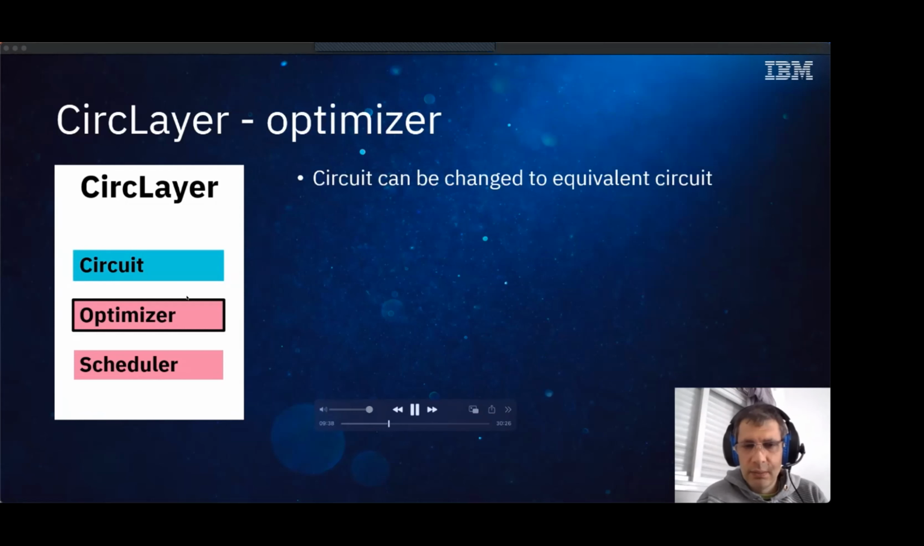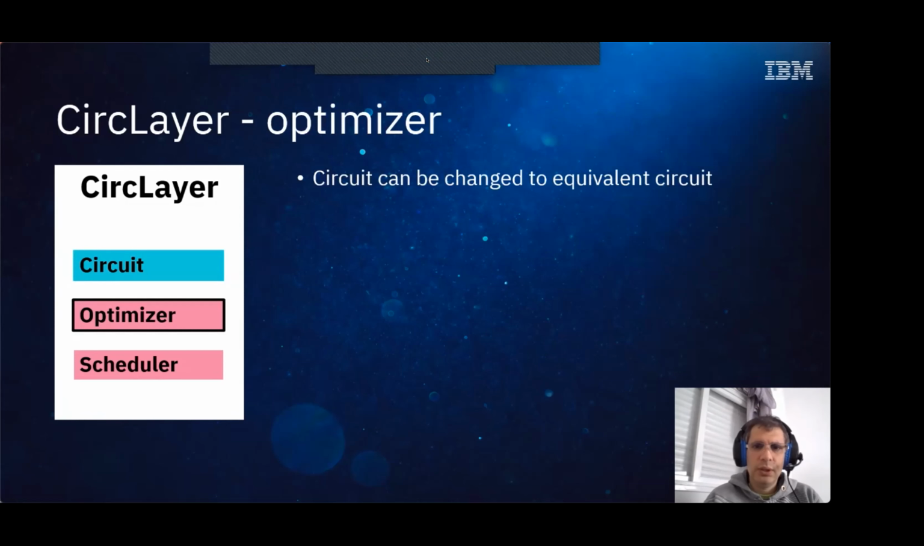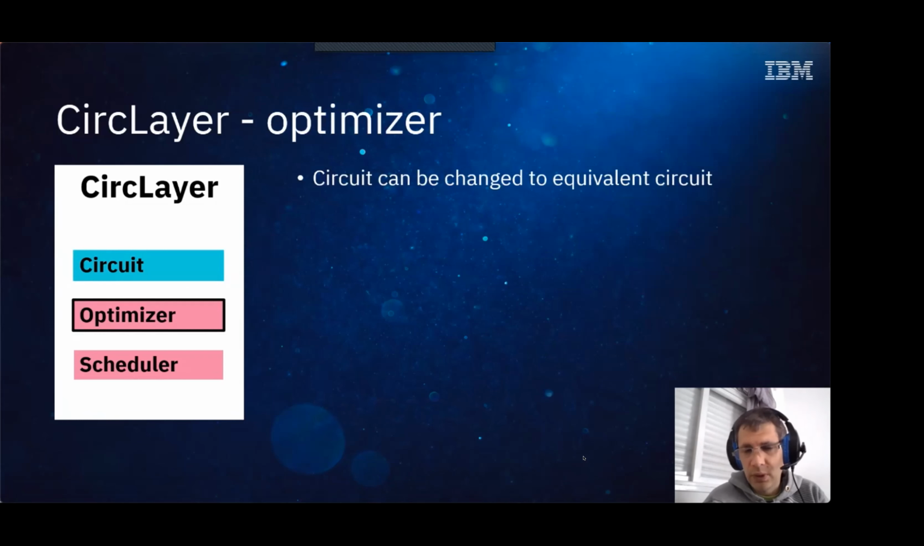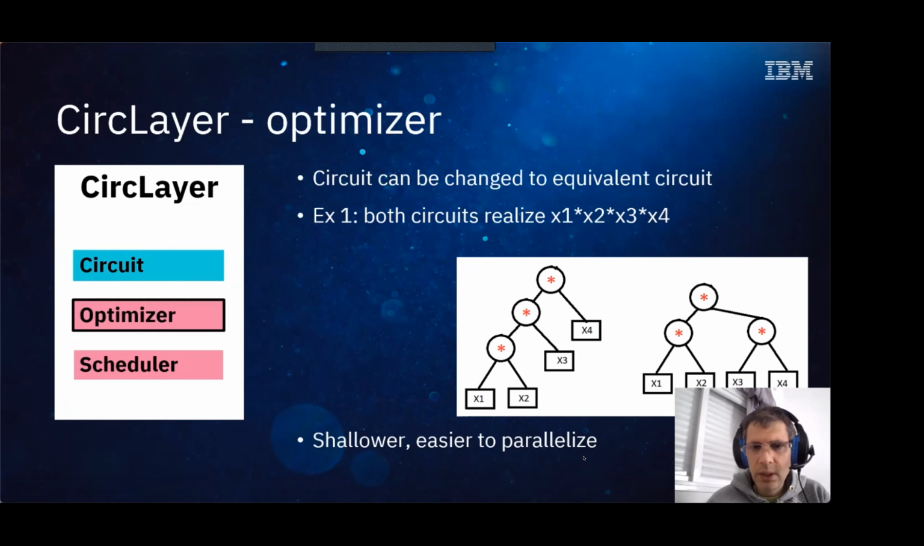So the optimizer module takes a circuit that was generated in a previous step, and it changes it to an equivalent circuit, hopefully one that performs better. So how does it do that? We're going to see a few examples of intuitions of how circuits can be improved. So consider this example. We see here two circuits, the one on the left and the one on the right. They both compute the same polynomial. They realize the polynomial x1 times x2 times x3 times x4.